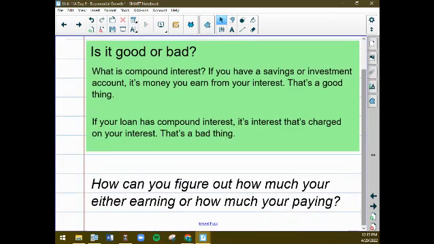So how could you figure out how much you're either earning or how much you're paying? So let's say you open a savings account, you have $1,000 in your savings account, and it goes up by 4% every year. If you didn't touch it, how much would you have in 5 years? Things like that.